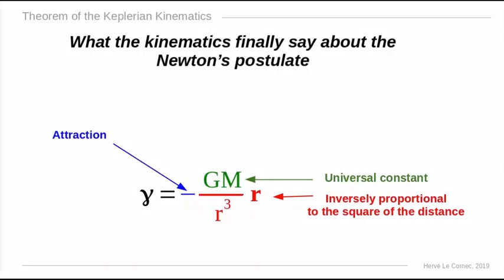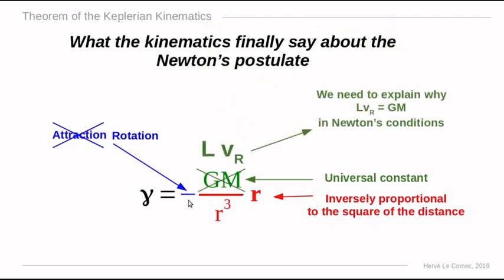So what do the kinematics finally say about Newton's postulates? First, the acceleration is centripetal, so the minus sign here is due to the rotation, but not to the attraction. Second, the numerator has to be LVR, but not Gm. And we have a problem here, because the kinematics are mass independent, so they cannot handle the concept of mass. Only a physics theory can do that.